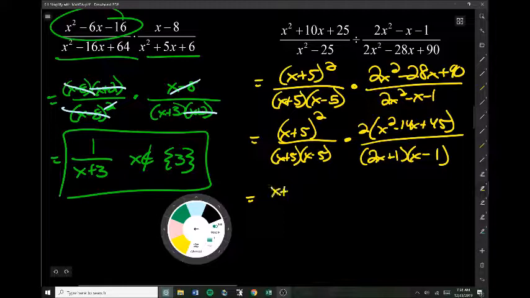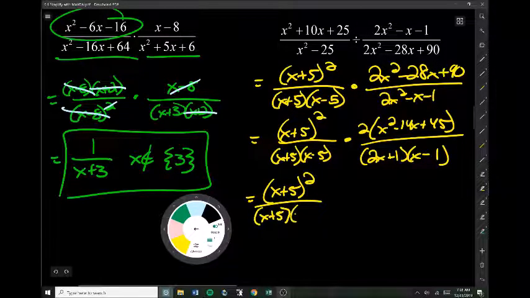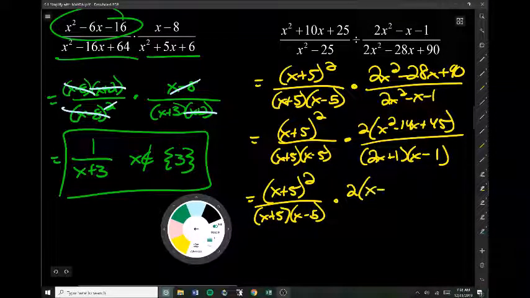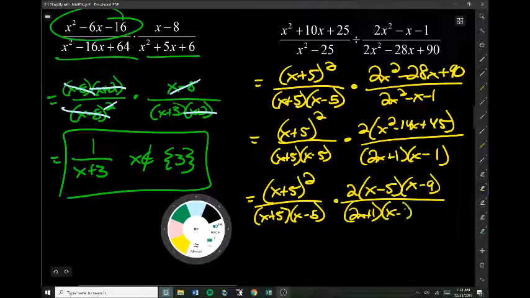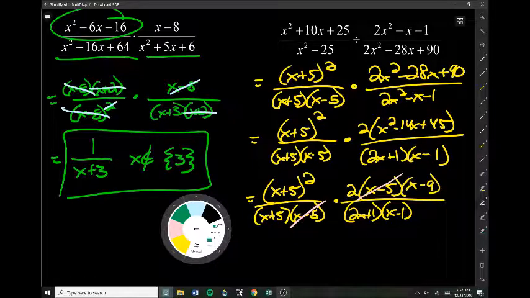One last round of factoring, I hope. x plus 5 squared over x plus 5 times x minus 5, times 2. I think this is x minus 5 times x minus 9. Okay, good. The factoring is done. Now let's start killing things. x minus 5 and x minus 5 cancel. Oh, is that it? Is that all that cancels here? Yeah, no, there's 1 x plus 5 here and 1 x plus 5 here. Those cancel. But I think that's it.